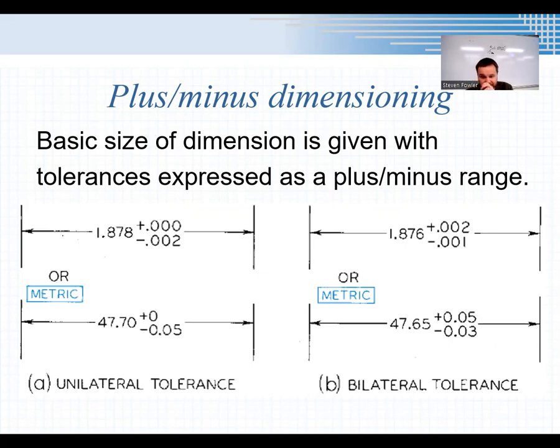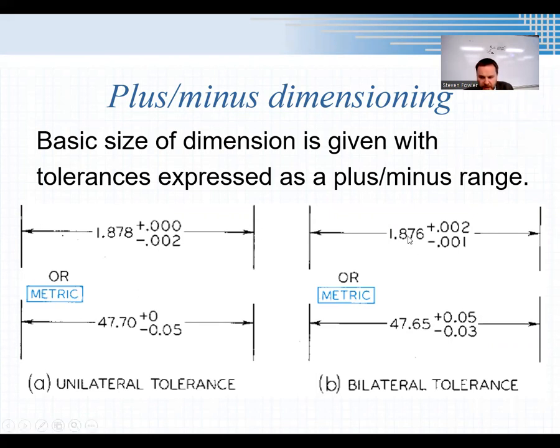There's some advantages here. Here we can specify, hey, look, this is roughly 1.878, and it cannot be any larger than that. A plus of 0, and then a minus of, we're saying it can't be any larger than this, but it can be a little bit smaller and still function. Right? So that's what we call a unilateral, where you can't go above or you can't go below the basic size, but you'll specify how much you can go in the other direction.